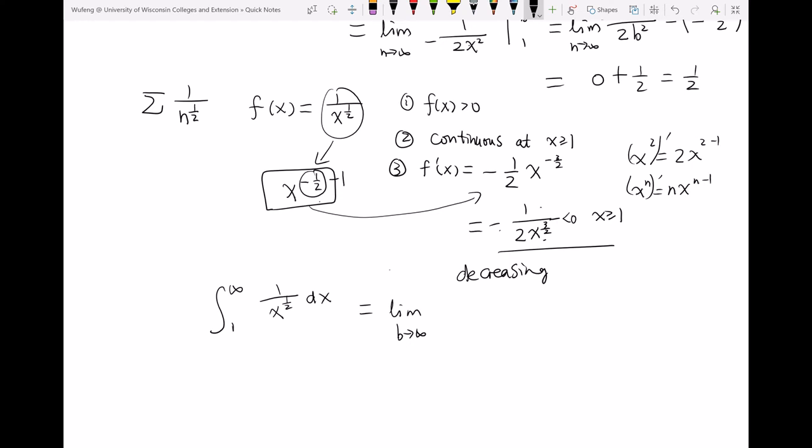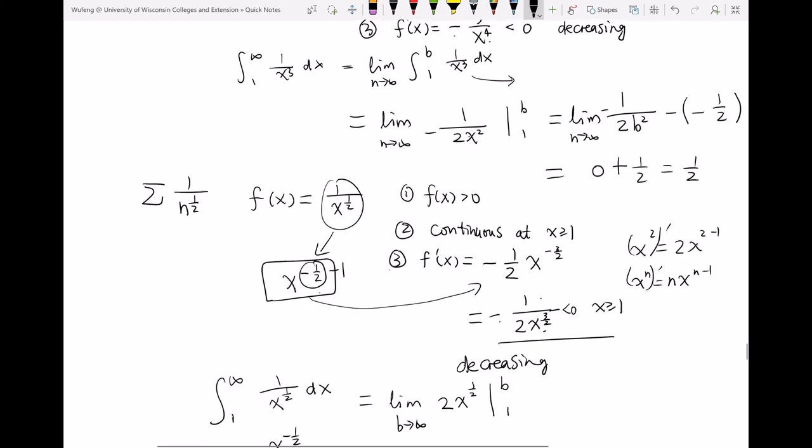So you raise the power. You have x to the negative 1 half, and you raise the power, you get x to 1 half, and then you divide by 1 half, so you're multiplying by 2, so you get 2x to the 1 half. Very good. So you got 2x to the 1 half, from 1 to b. Well, I did it too quickly, right? But it's okay. It's the exact same thing as the previous one.